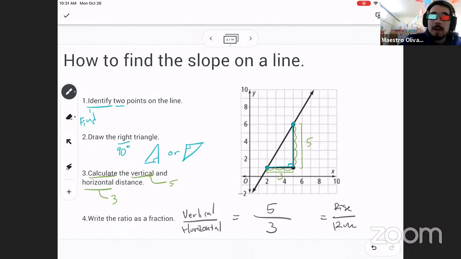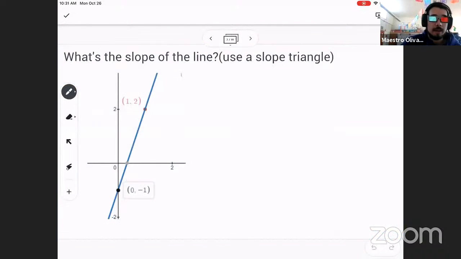We're just gonna keep doing examples, okay? This is important. We are gonna have an exit ticket and it's gonna ask you about the ratio as well as how to find the slope. So it's important that you're actively participating.